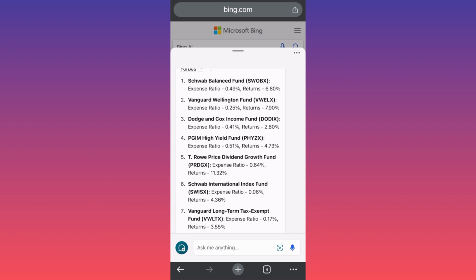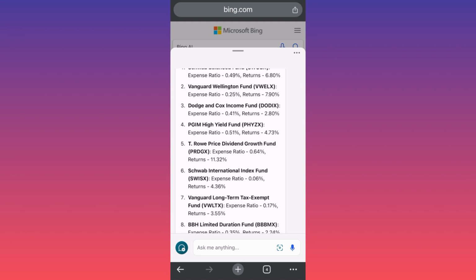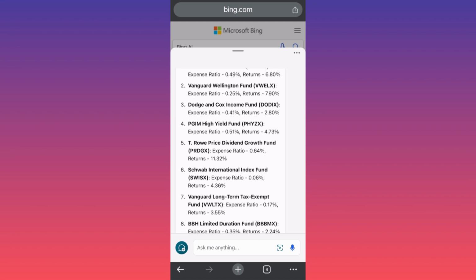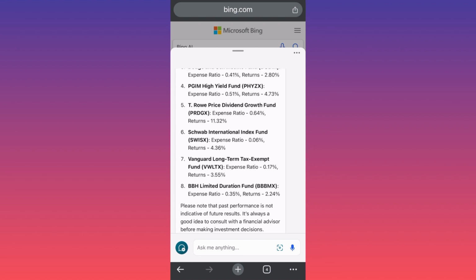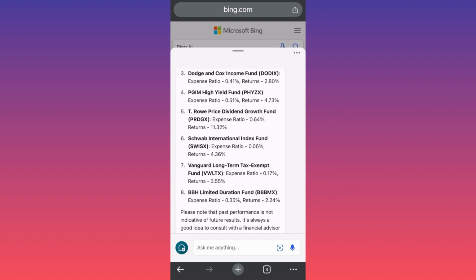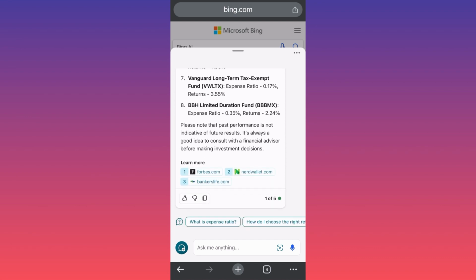Not financial advice. Dodge & Cox Income Fund, 2.8%, 0.4. You see, the top four have expense ratios varying between 0.2 to 0.5. We're going to the lower ones, 5, 6, 7, 8. They're much more expensive. T. Rowe Price Dividend Growth Fund. Okay, so expense ratio 0.6, returns 11%. But as you can see over here, they are focusing on the dividend growth fund. And I'm a little more interested.